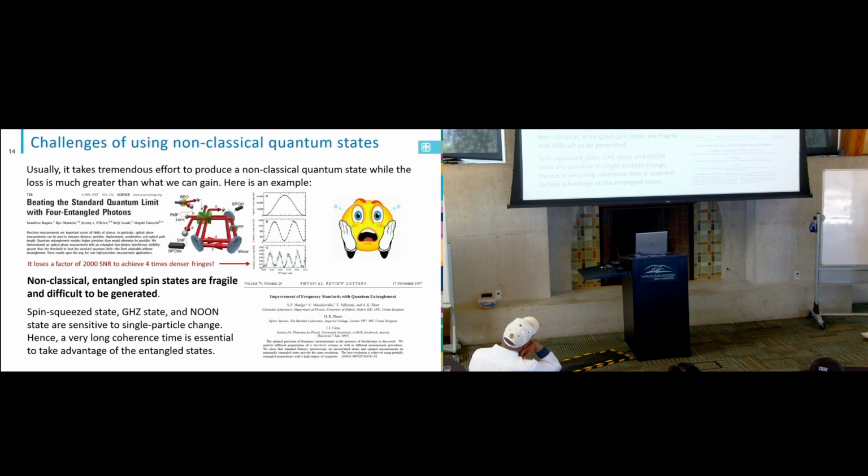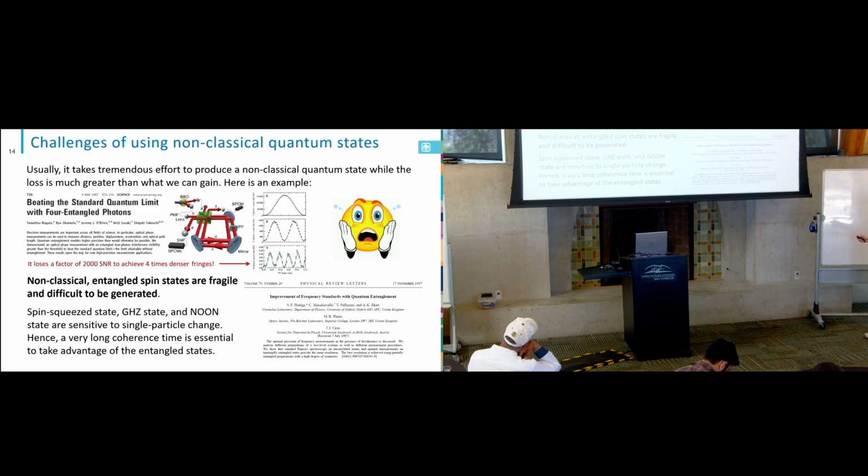Okay, then the challenge of non-classical quantum states. Spin squeezed state is just one kind. We know there are several others, like for example, the GHZ state or the NOON state specifically for photons, and GHZ is for multi-spin systems. Non-classical states are great. You can reduce the phase uncertainty greatly, and then you can improve the measurement. Or you can increase the fringe density when you try to do, for example, interferometry.